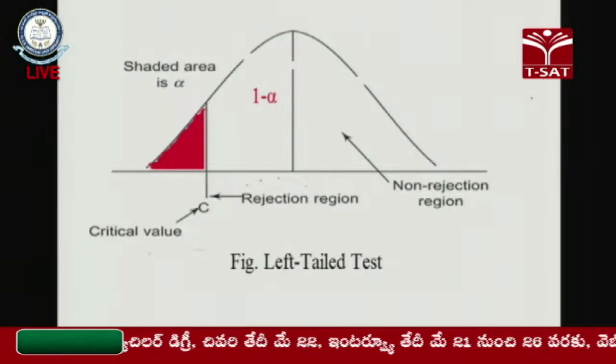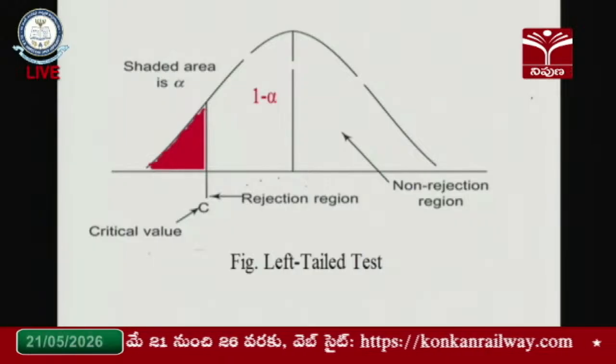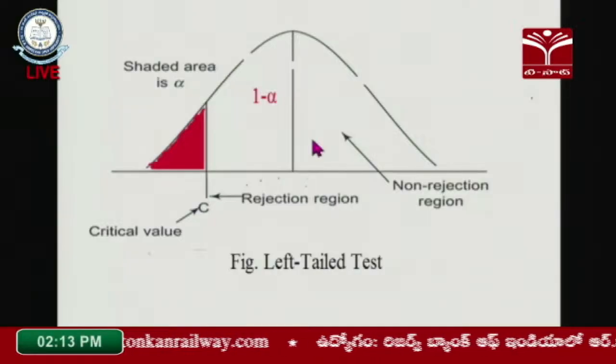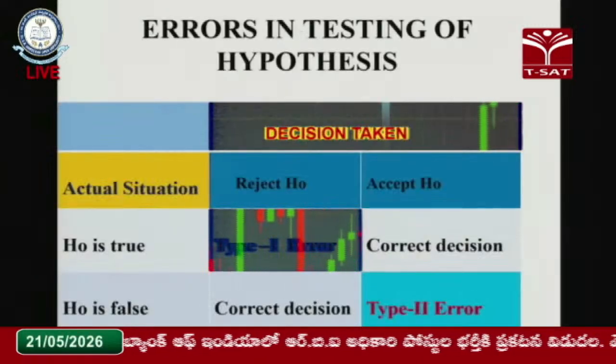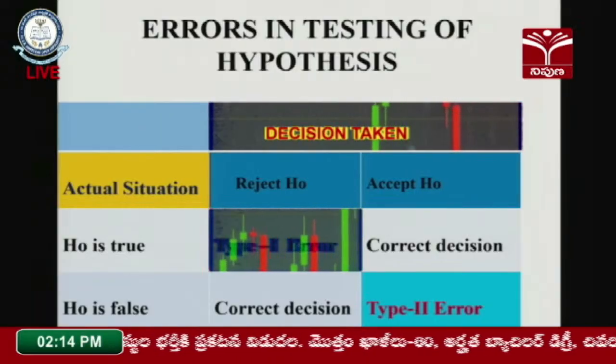So that depends on these three parameters: the two tail test, the left tail test and the right tail test. These three are the important tail tests, and they play a vital role while making decisions. Next, after this hypothesis, there are some common errors in testing of hypothesis. That is the decision taken. This is the dichotomous table I will show here.